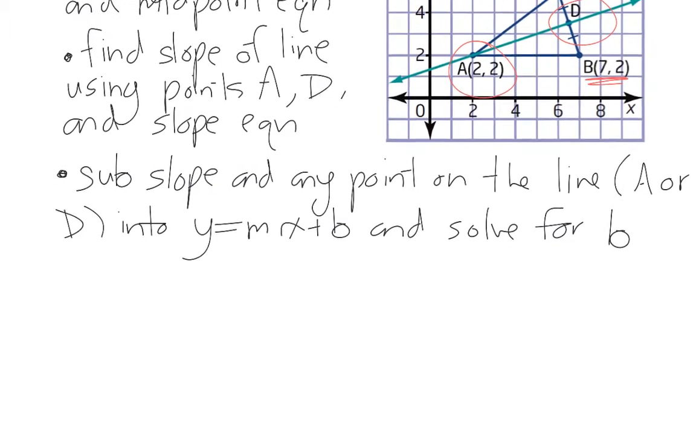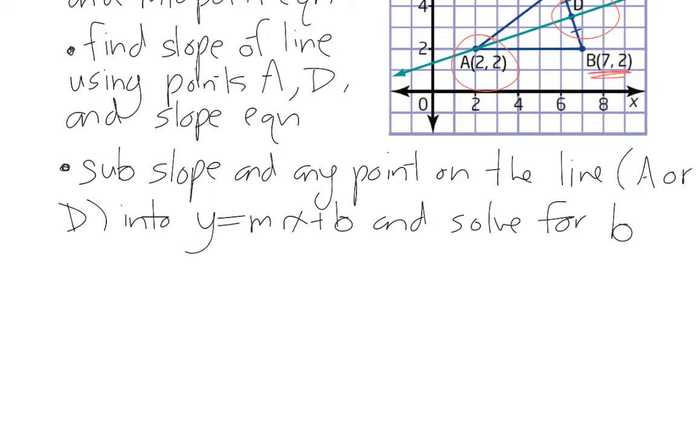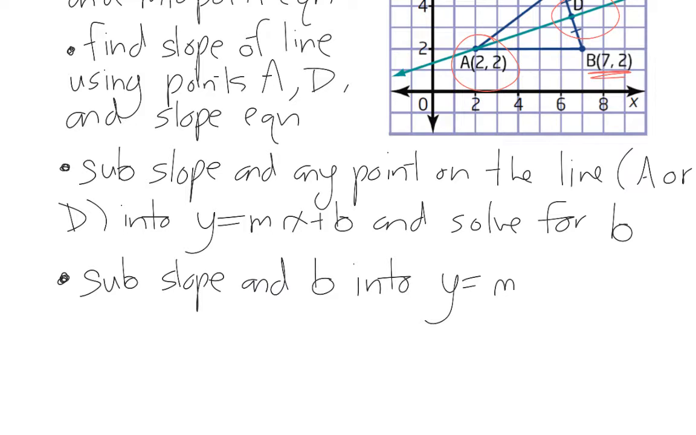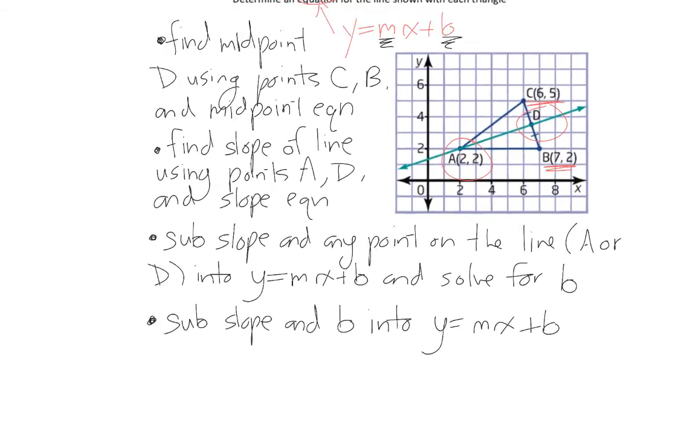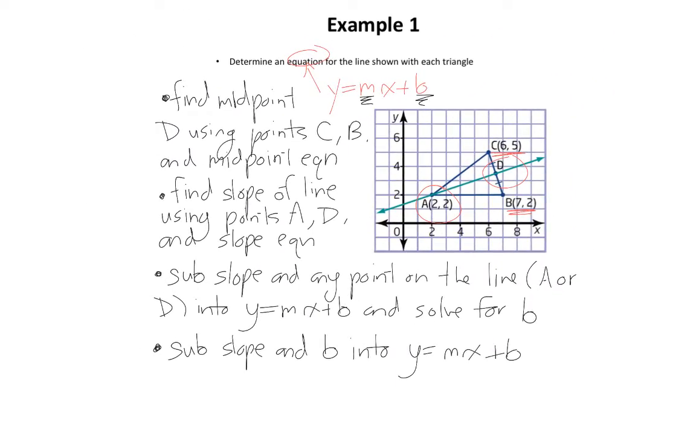The very last step would be to take those values. So sub slope and the y-intercept value, which is b, into y equals mx plus b. And that will give you the equation of this line. So again, I'm not going to show you all the work for this question. The general strategy is what is most important.